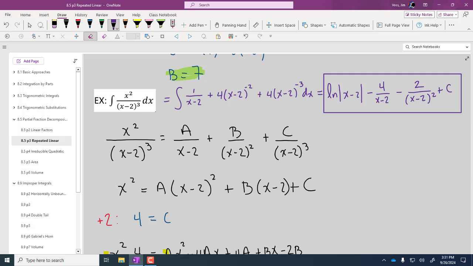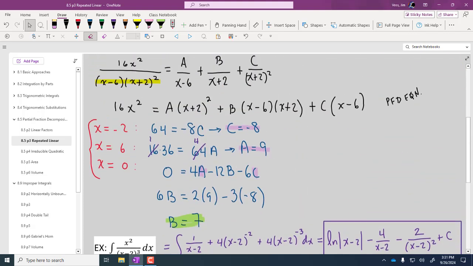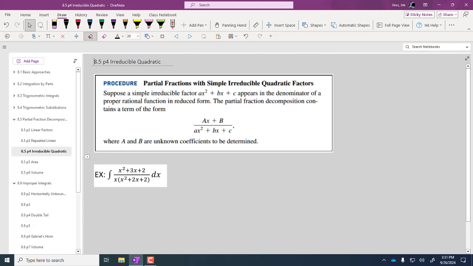All right, I think we're ready for irreducible quadratics.